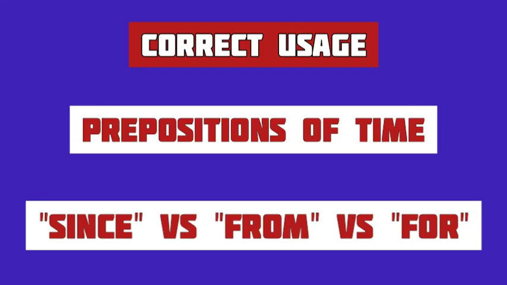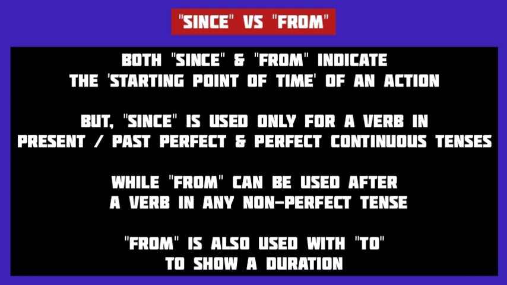In today's video, I am going to talk about three prepositions of time: since, from and for. First off, let's compare since and from. You see, both since and from indicate the starting point of time of an action. In other words, both since and from are prepositions of time that tell us the exact point of time when an action starts. But then, what's the difference between since and from?